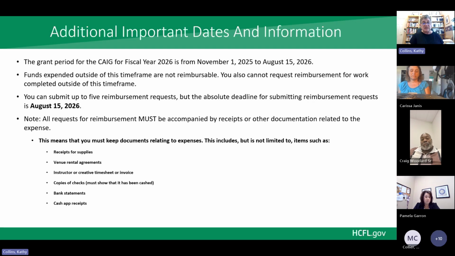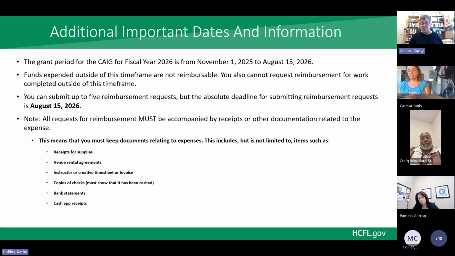You also can submit up to 5 reimbursements as long as it totals up to the amount that you are asking for, but you must submit everything by August 15, 2026. Now, I've put this in here because I want you to keep this in mind when you are doing your application budget. You have to keep receipts for everything that you do.